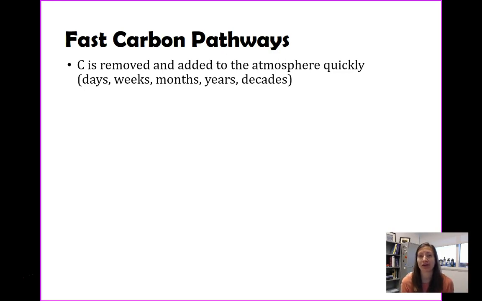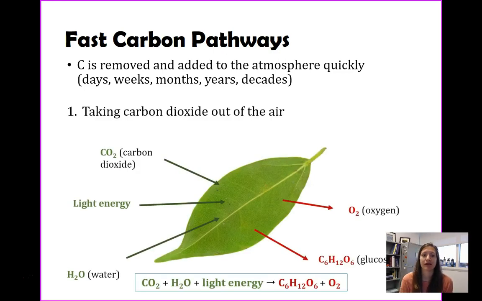Decades may seem like a long time. You're like, well, that's not very fast. But our slow carbon pathways will be thousands of years, millions of years. So decades, relatively fast. A lot of these fast carbon pathways you actually know. We've learned about them in this class so far. So number one, taking carbon dioxide out of the air, out of the atmosphere. This process, hopefully this looks familiar to you, this is photosynthesis.